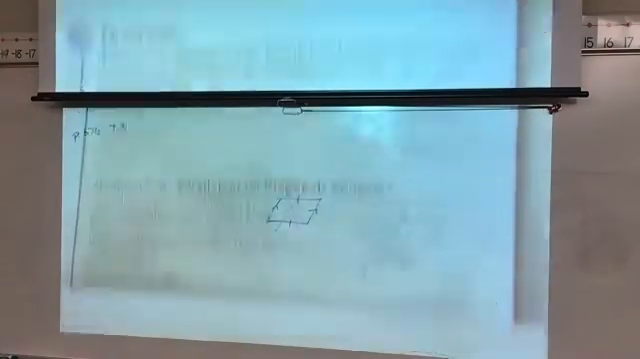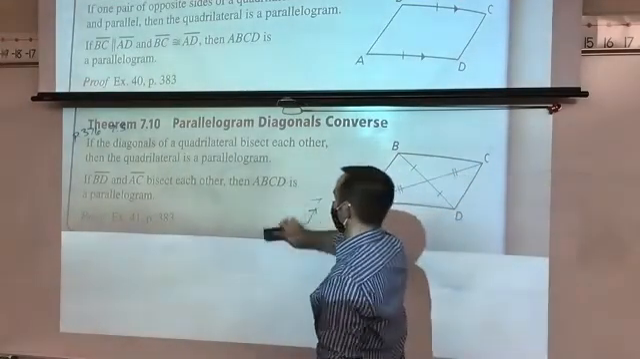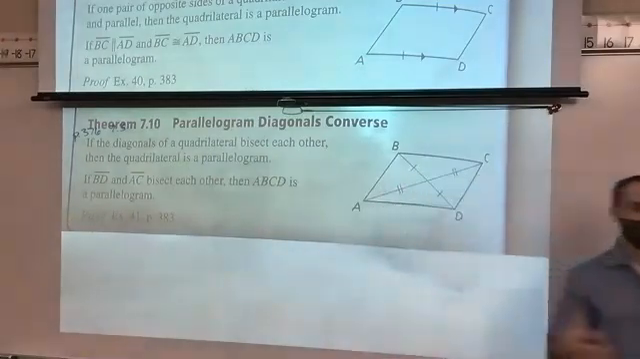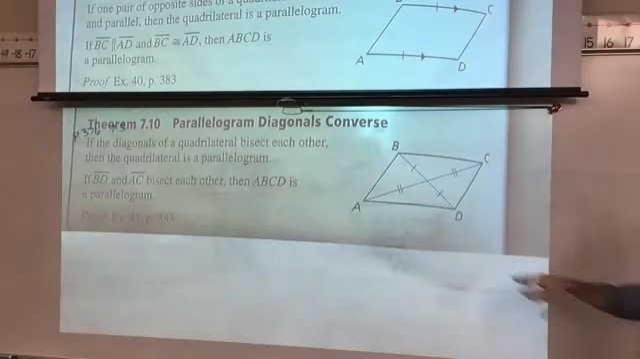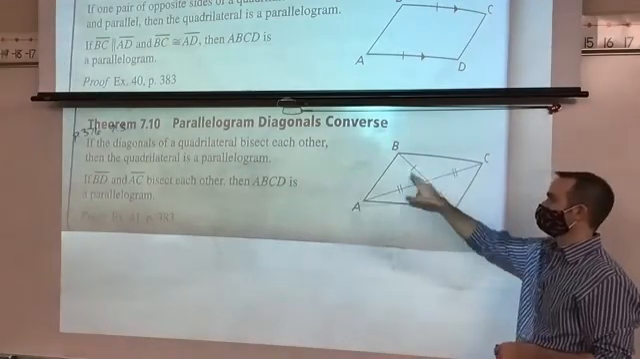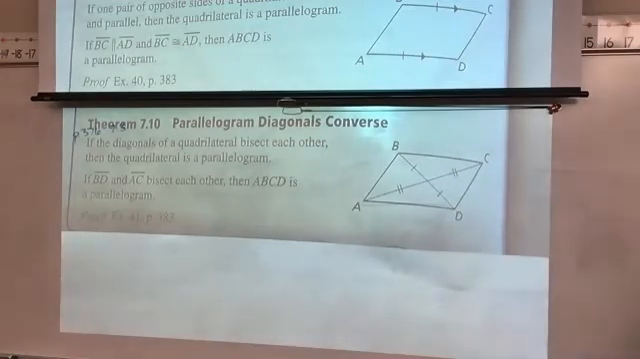Our last one is a converse. It's a diagonals converse. This is saying if we know that the diagonals bisect each other, that's enough to say it's a parallelogram. So without knowing anything about the actual sides or angles of the figure, if we know the diagonals bisect each other, so you've got to know these two are congruent, these two are congruent, that's enough to say it's a parallelogram.